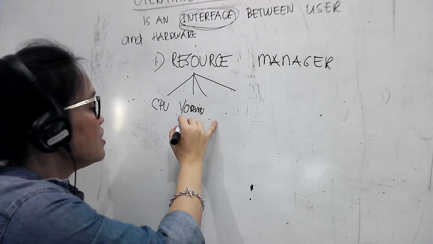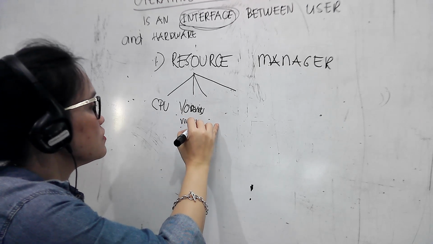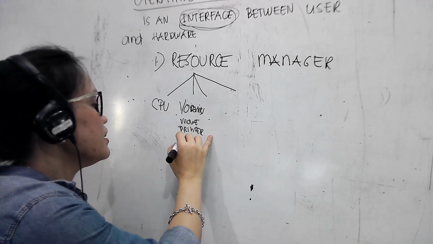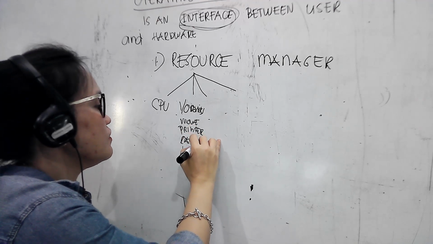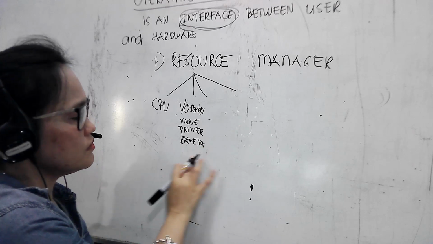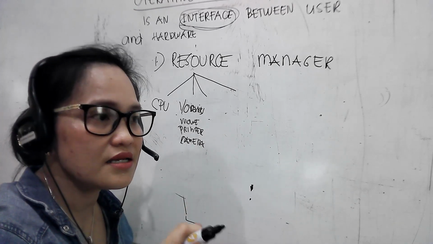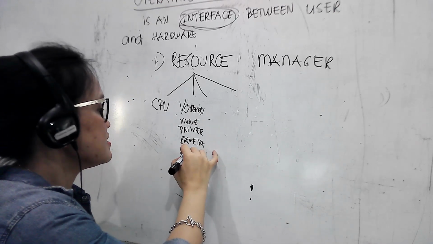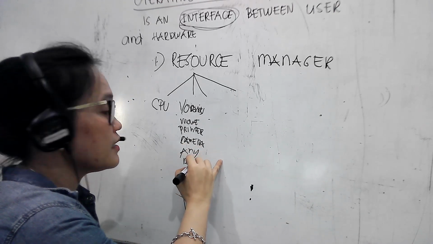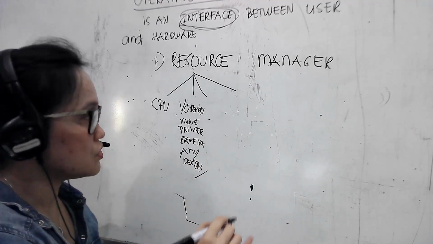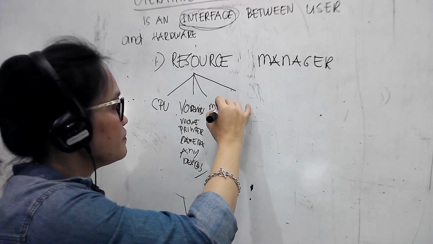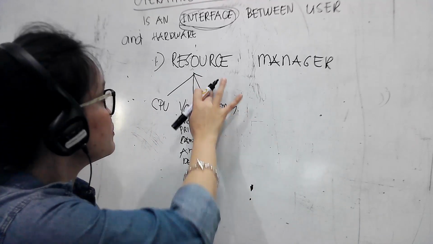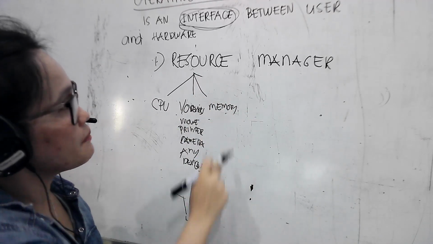So we have mouse, printer, camera, or any devices that are interconnected in your computer, any devices connected to your system or your computer. And then we also have memory. So: CPU, I/O devices, and memory.